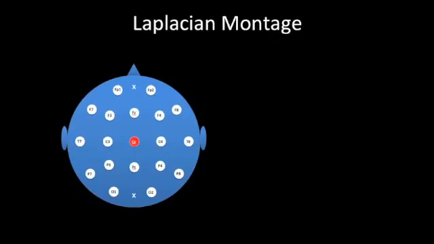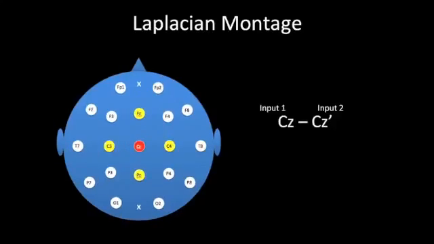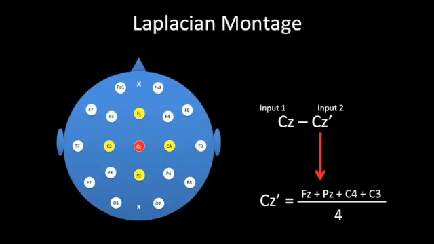The Laplacian montage is probably used least often among EEGers, mainly because it is very difficult to conceptualize this montage. In general terms, we are always comparing one electrode position to an average of its nearest neighbors. In this example, we would compare CZ to its 4 closest neighbors. We express this as a first input, which is CZ, and a second input, which we call CZ prime. CZ prime is an average of the 4 adjacent neighbors.